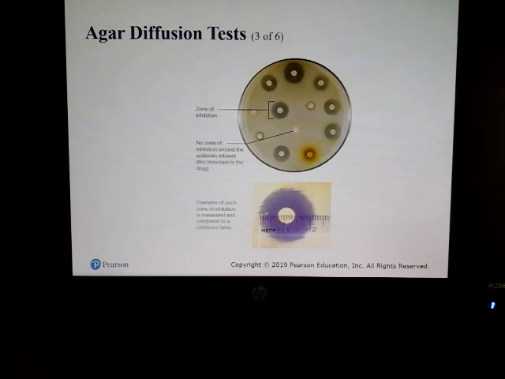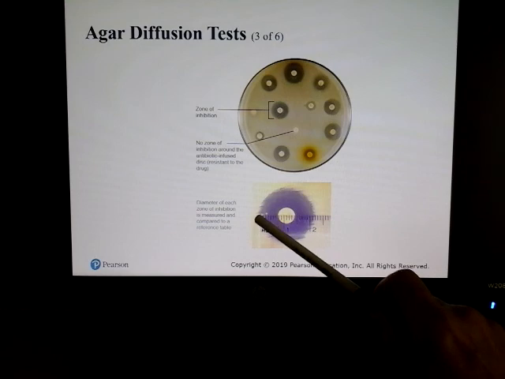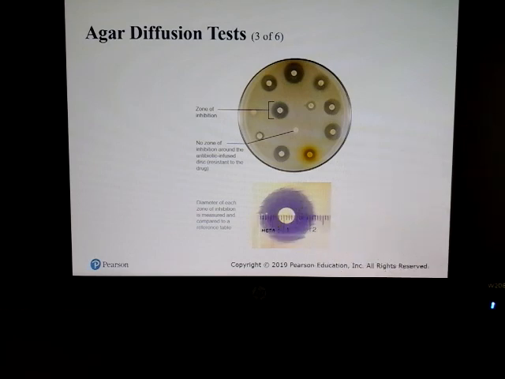So here's an example. The disc is the white little dot in the middle. The clear area is the zone of inhibition. So what you do then is measure this and compare to a standard reference chart to determine, is the bacteria sensitive or resistant to the antibiotic? So again, all antibiotics have different properties. So their zones of inhibition, as far as how effective they are, is going to be different.